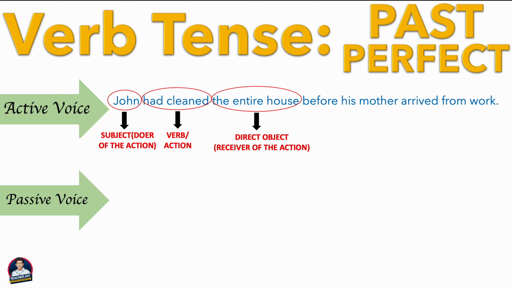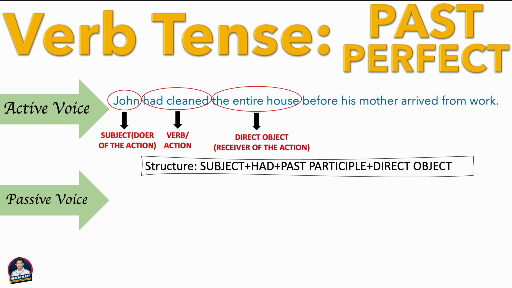In this example, you can also say, before his mother arrived from work, John had cleaned the entire house. So it doesn't matter where you're going to write your dependent clause, before his mother arrived from work. This example uses the structure subject plus had plus the past participle form of the verb, which is cleaned with ed, and then the direct object, the entire house.